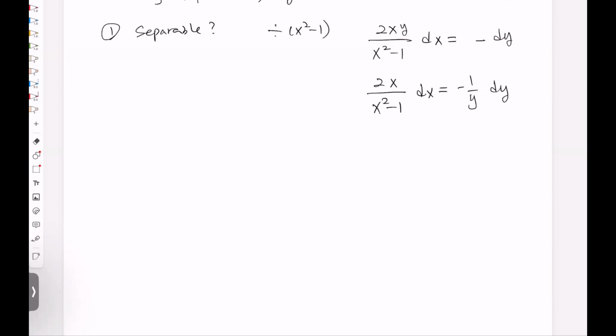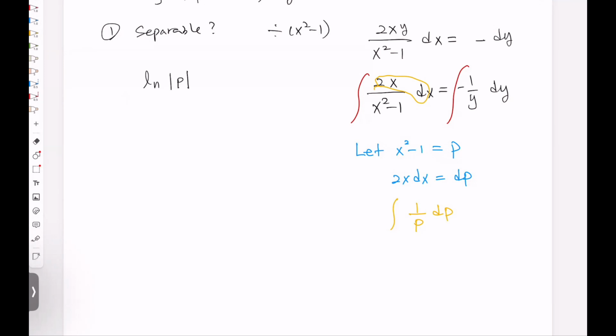Now we need to take the integral for both sides to get the answer, right? On the left-hand side, we have a square term in the denominator. So I'm going to let x squared minus 1 be p. Then 2x dx equals dp. Then the integral of 1 over p dp, right? 2x dx becomes dp. The left-hand side is going to be ln p, and the right-hand side, negative ln y plus c.